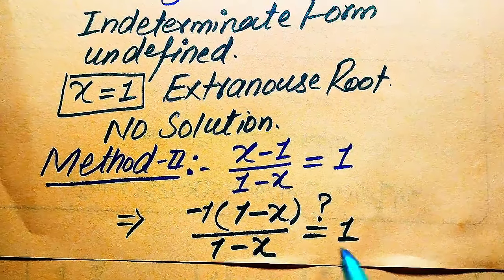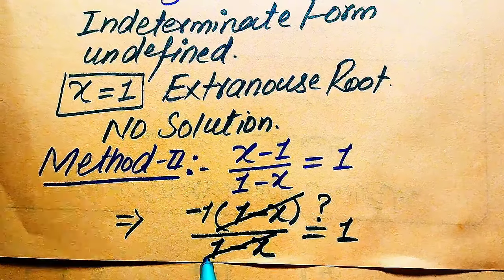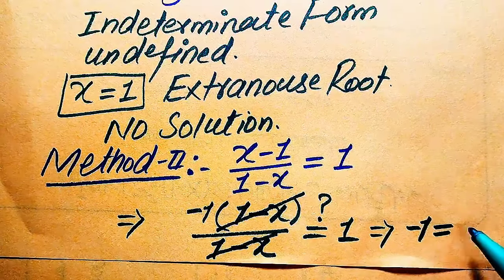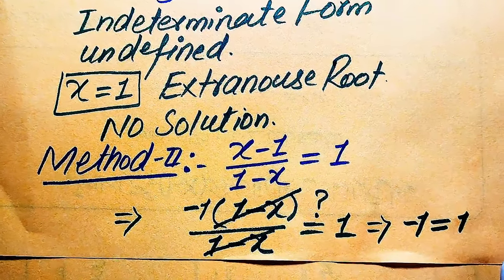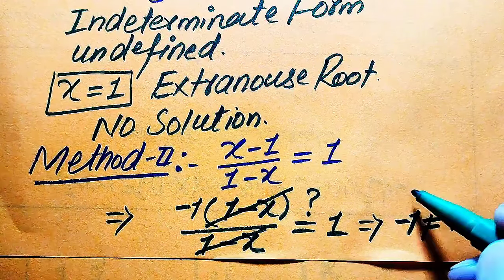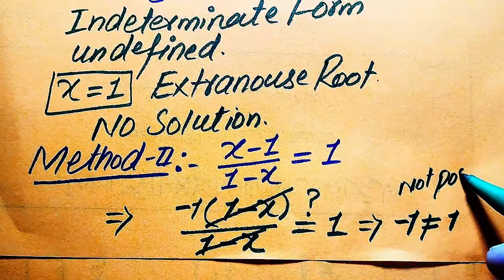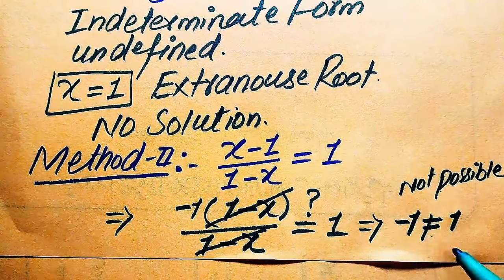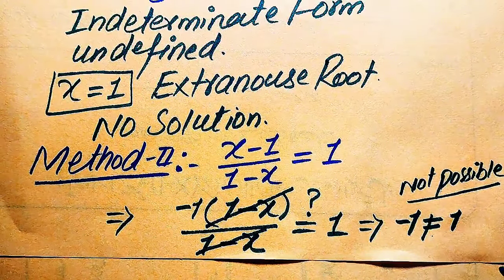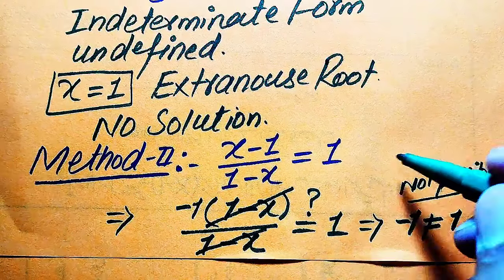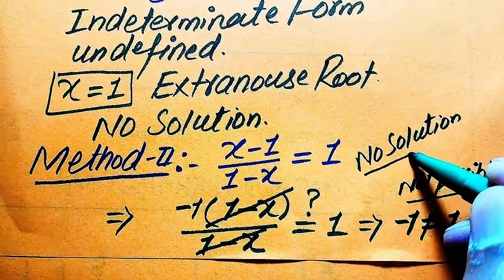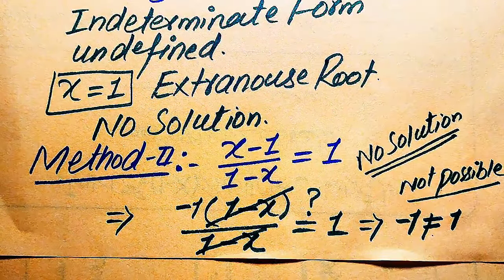Okay, and now you see that this 1 minus x is cancelled out by this 1 minus x, and the remaining values are minus 1 is equal to 1. And you see here minus 1 is not equal to 1 in general, so we say that these are not equal, or in other words it is not possible that minus 1 is equal to plus 1. So this means that we cannot get any value of x which satisfies our given question statement. So we finally conclude that this question has no solution. Okay, so this is the final conclusion about the solution set of this problem, and this is the final answer.